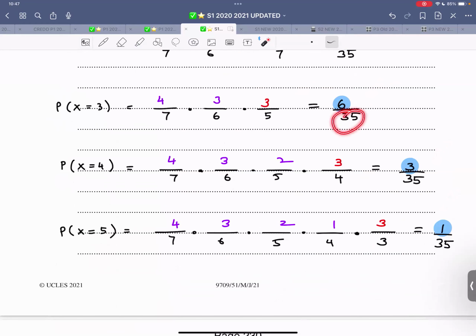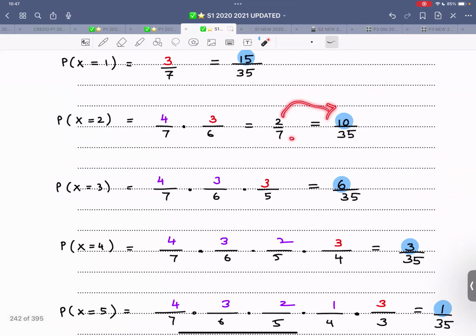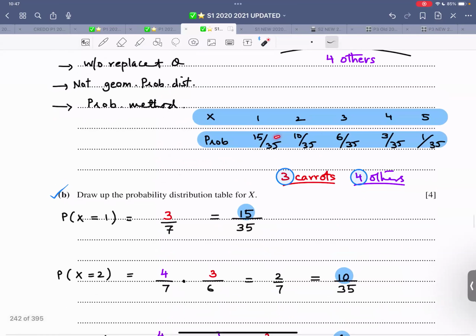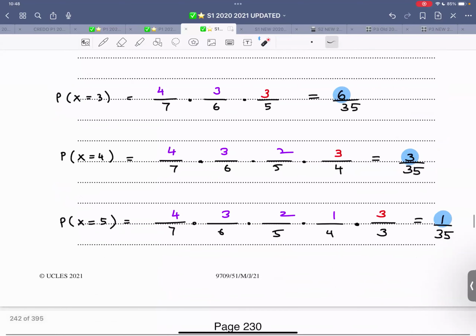Now, since they all have a denominator of 35, what I did is convert 2 over 7 into something with a denominator of 35. So this is 7, this is 35, multiply by 5. So 2 into 5 is 10. Similarly for 3 over 7, multiply by 5. Now, when you write it and add it all up, they all add up to 1. That means this is a DRV scenario, a discrete random variable. These are integer values, and the sum of probabilities is 1. It's random. Everything has been taken care of.